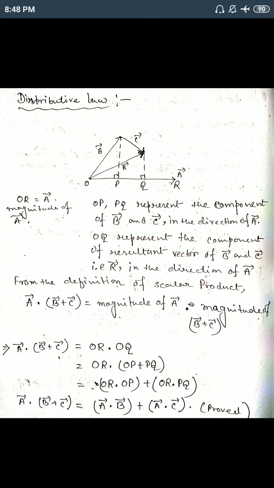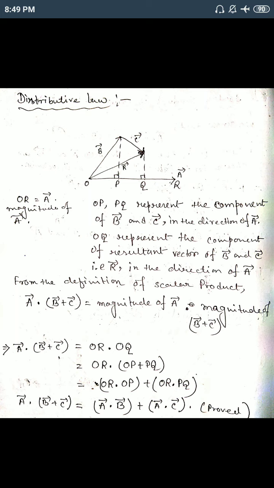and if we apply the triangle law over there to B and C, the R vector is the resultant of B and C. So the magnitude of the R vector is represented by OQ. Okay, so from the definition of the scalar product, we can write a dot b plus c equals, in place of a, the magnitude of a dot the magnitude of b plus c. The magnitude of a means OR, and the magnitude of b plus c is equal to OQ. And in place of OQ, we can write OP plus PQ.